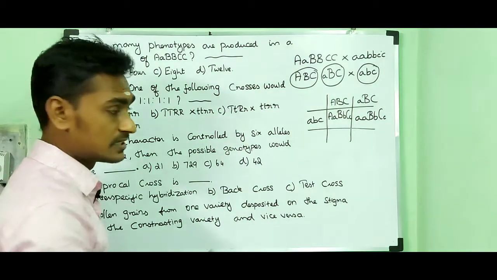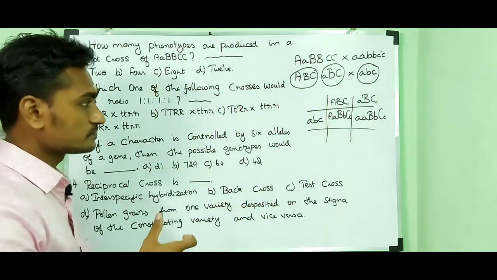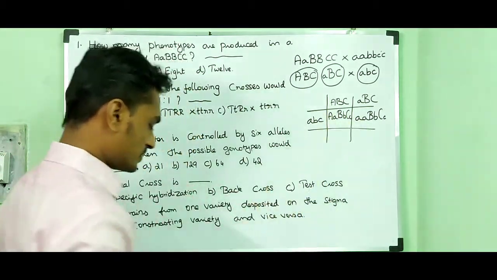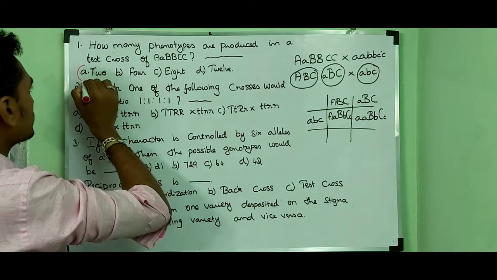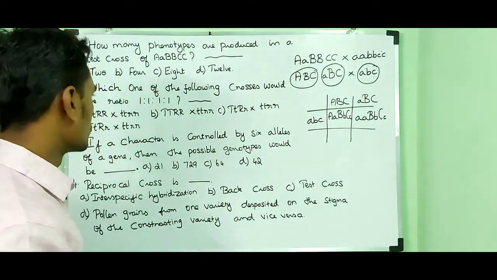So, as a result, after the cross is made, we are able to get two phenotypes. So, the answer is option A. We can get two phenotypes.